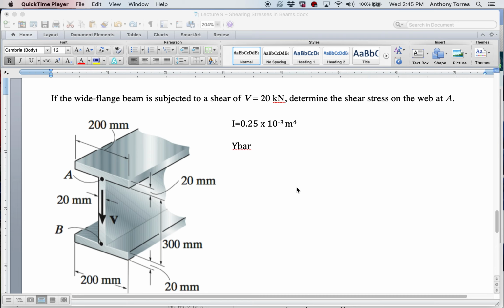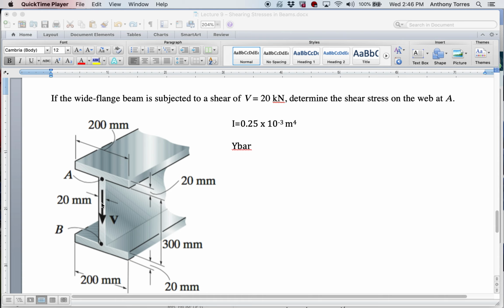Okay, this is the last problem of the example. It has an I shape, also known as a wide flange beam, and it's subjected to a shear force of 20 kilonewtons, and I wanted to know what the shear stress in the web is. It says at a specific point A. The specific point A is at the top right here, right at that interface of the flange and the web.